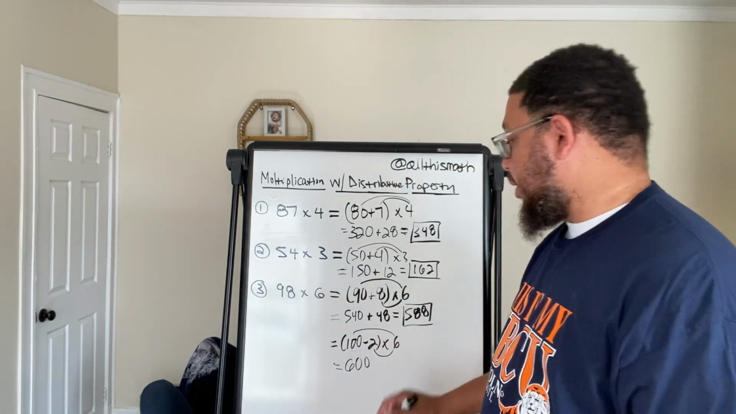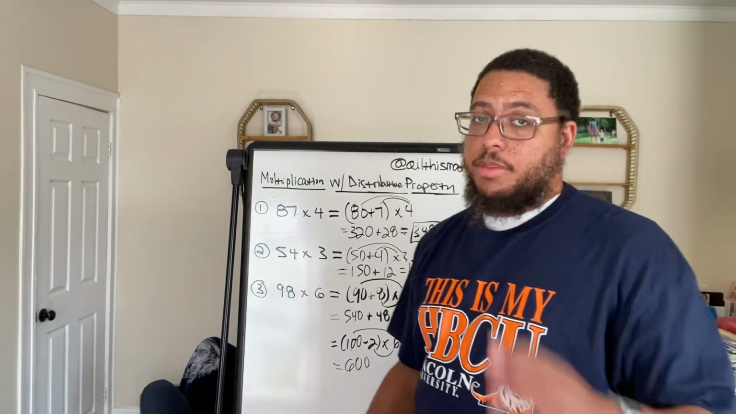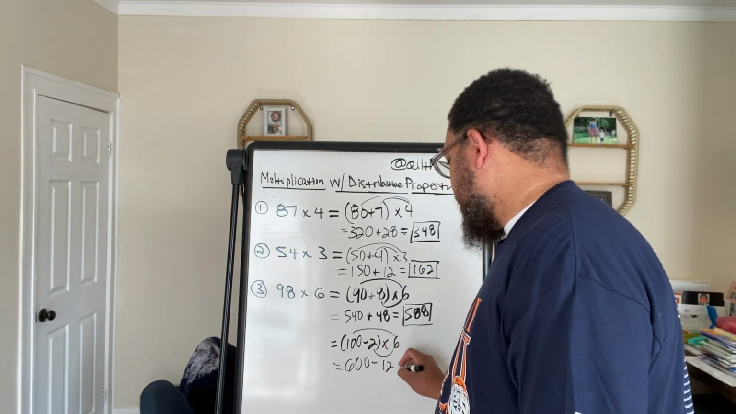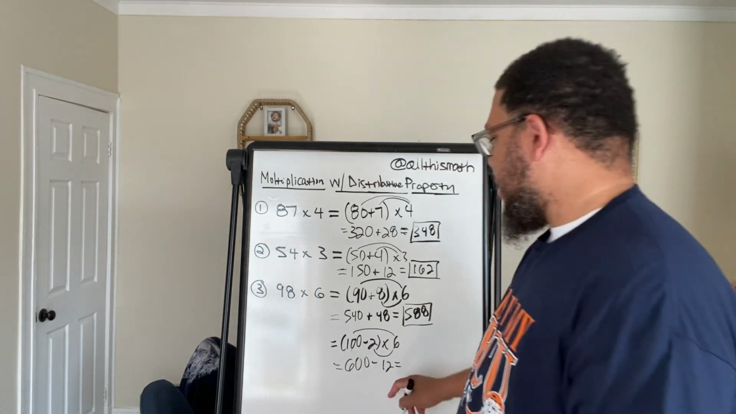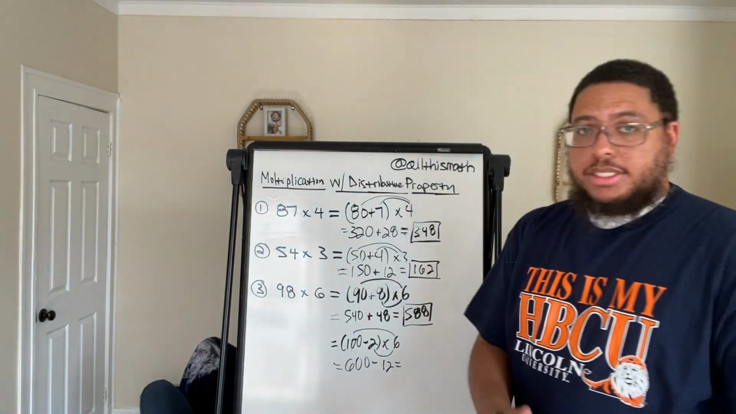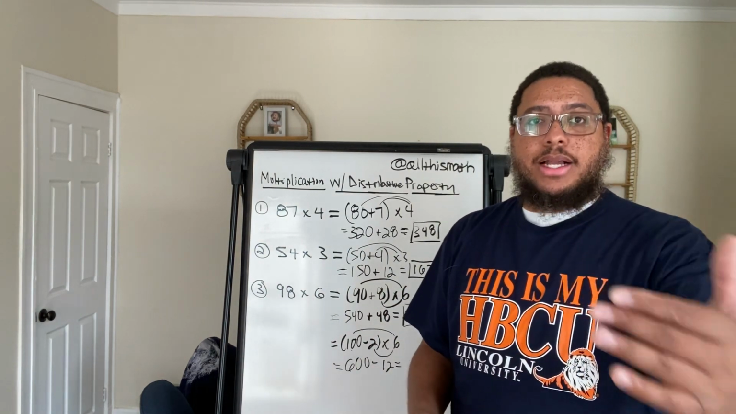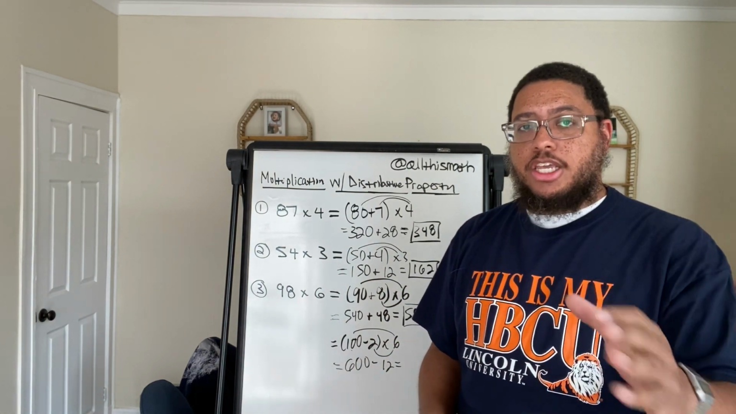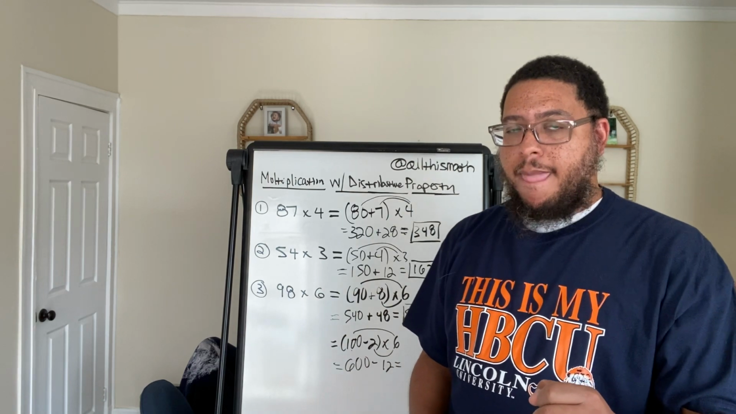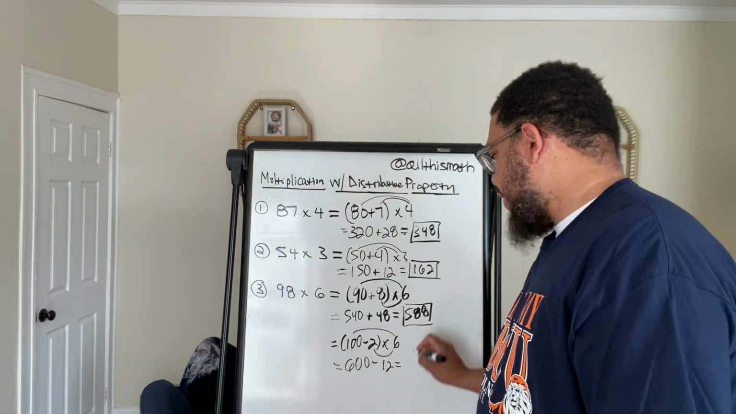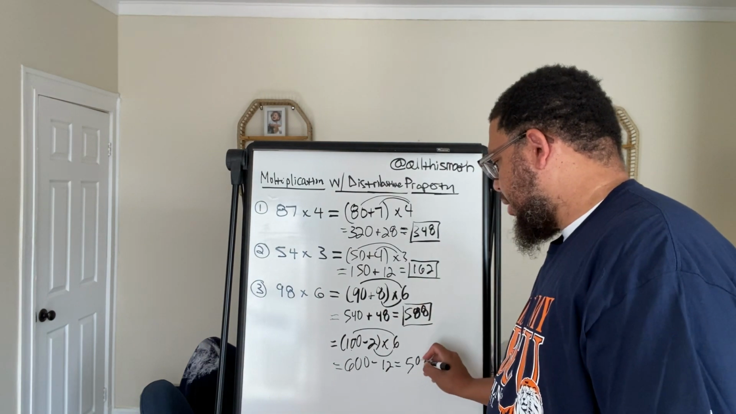Now, 2 times 6. What's 2 times 6? 12. Make sure you know your multiplication facts. I'm telling you, right? So we got minus 12. So 600 minus 12. I could break the 12 down into 10 and 2. I can subtract 10 from 600. That gives me 590, right? But then I got to subtract the other 2. What's 590 minus 2? 588. Just like we had.